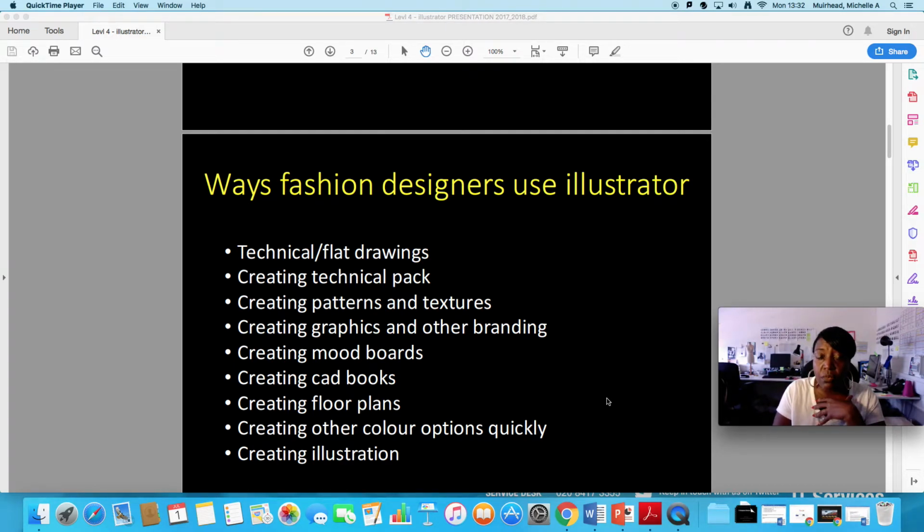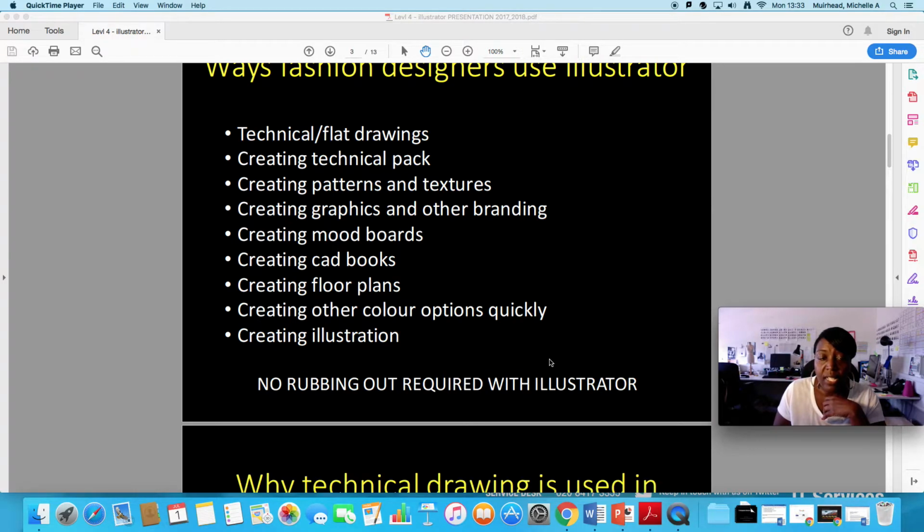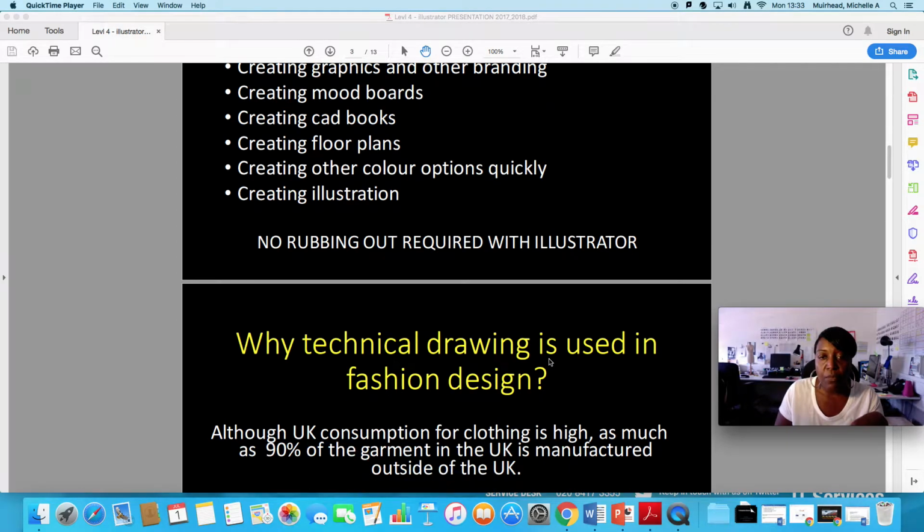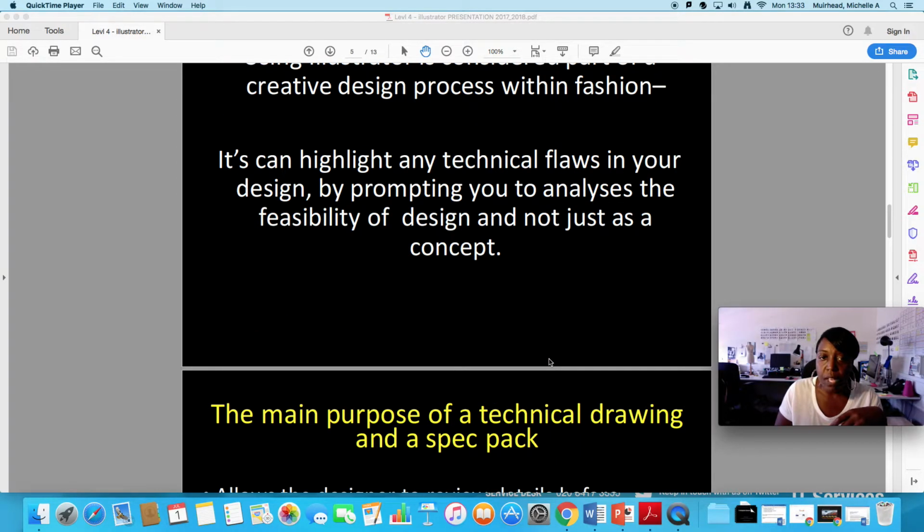So it's used by designers in many ways. These are just a few of the ones that I would say are the most popular ones that it's used for. And as I said, one of the benefits is actually you don't need to rub out, and it's really easy to quickly correct things once you get the hang of it.